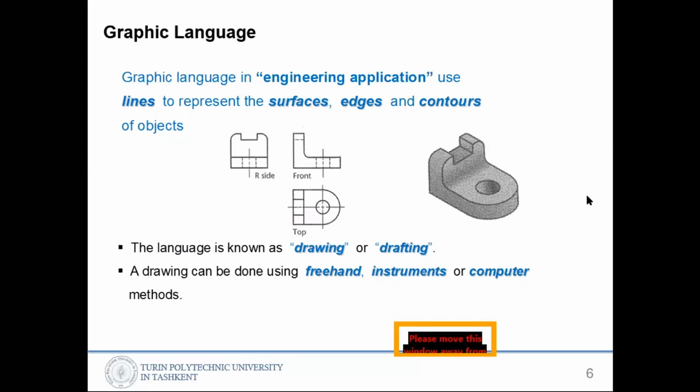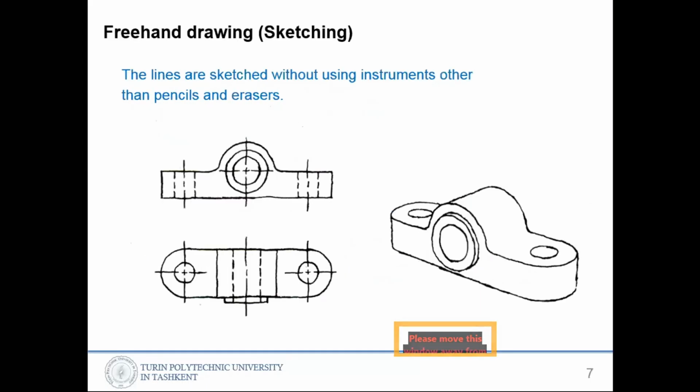So let's see what they are. Freehand drawing, usually we call that sketching. In some references, in some books, it's called sketching or just freehand drawing. So you are drawing without using any ruler. Just using your hand and a pencil or pen. The lines are sketched without using instruments other than pencils and erasers.